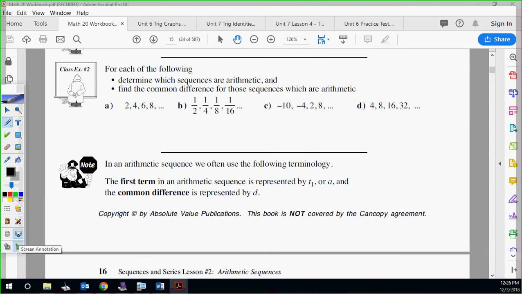4 minus 2, 2. 6 minus 4, 2. 8 minus 6, 2. Yes, this one is arithmetic, so put an A. The common difference is 2. It's positive 2, yeah, it's going up.